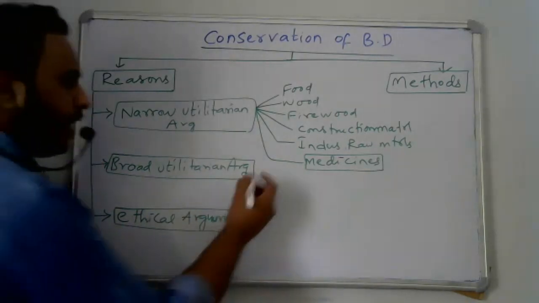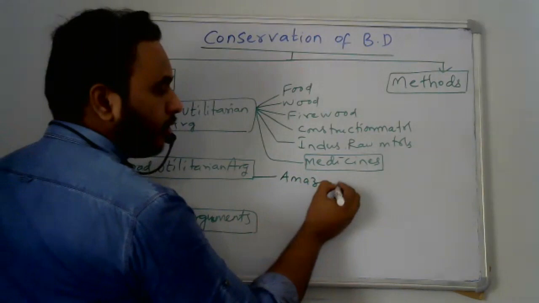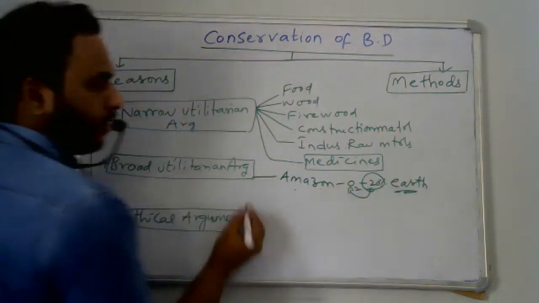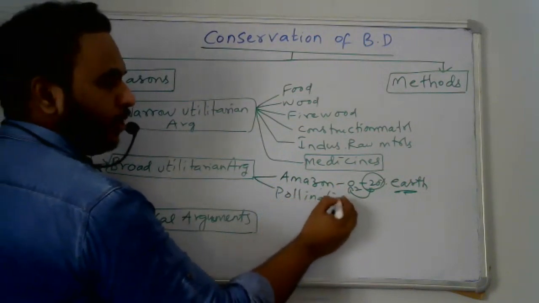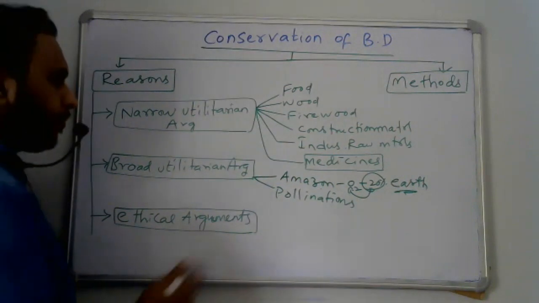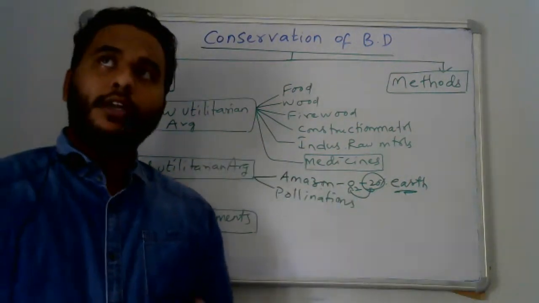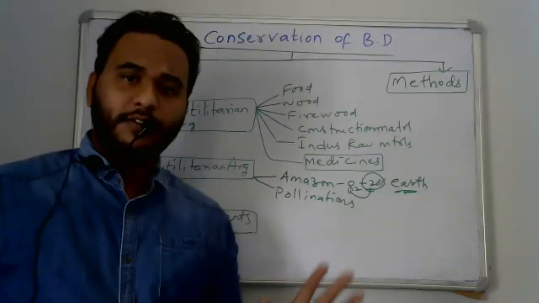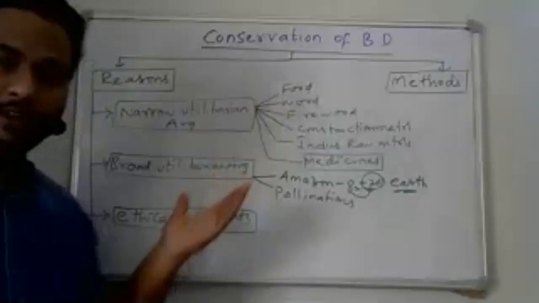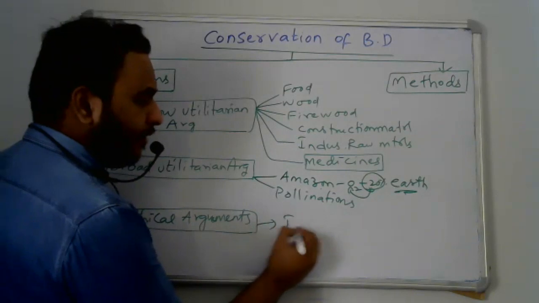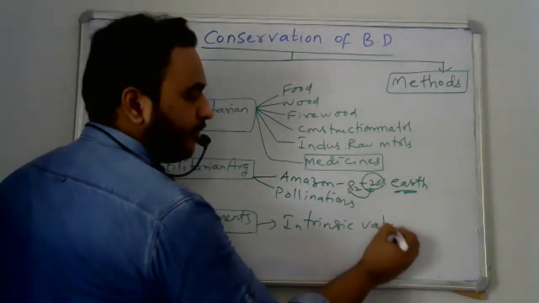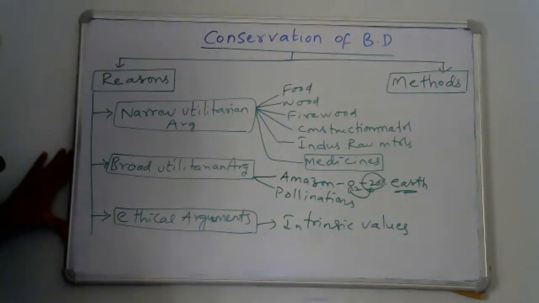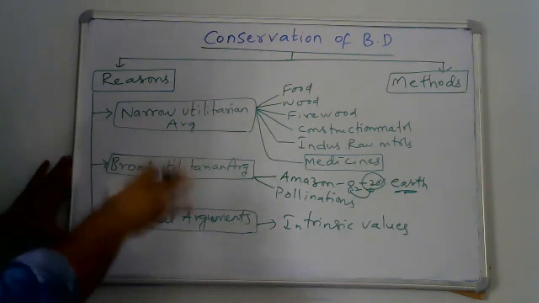Now coming to broad utilitarian arguments. Amazon rainforest gives 20% of the oxygen to the earth. Next, the forests are the sources for pollination. So that comes under broad utilitarian. That means what biodiversity is giving not only for us, but for all the environment, for all the creatures. So that is broad thinking, the broad utilitarian argument. And intrinsic values come under ethical arguments. So these are the reasons for the conservation of biodiversity. I have summarized the reasons for the conservation of biodiversity.